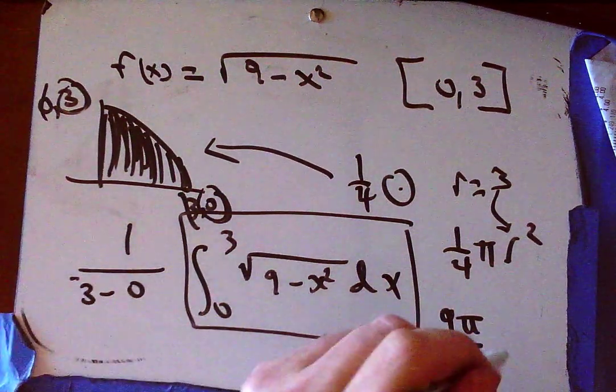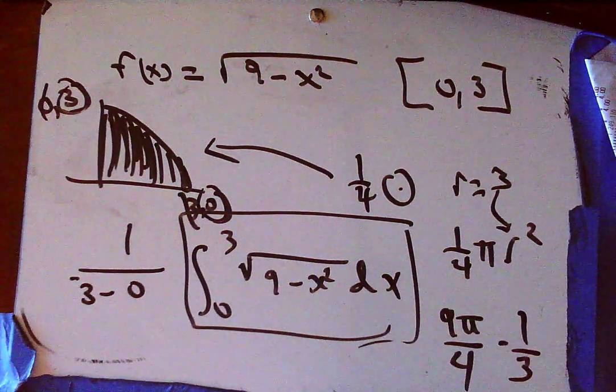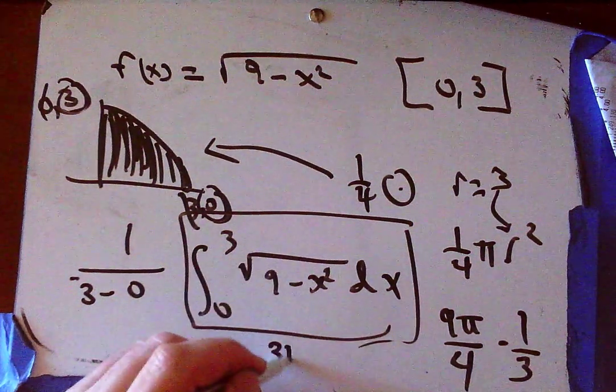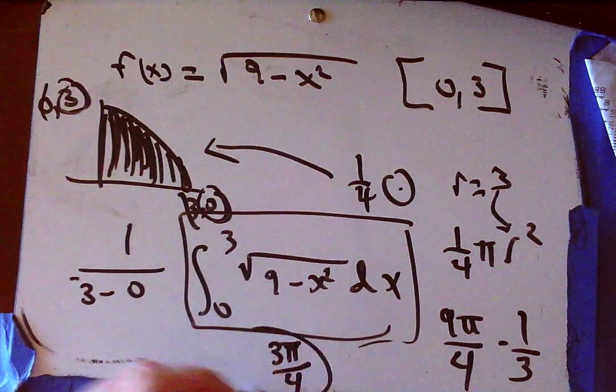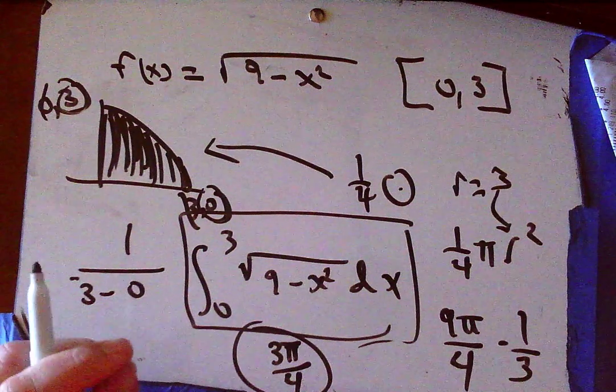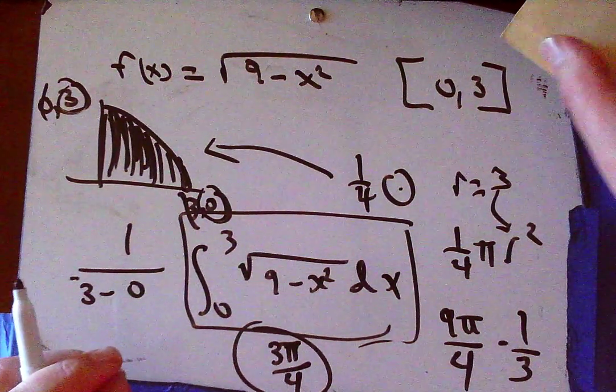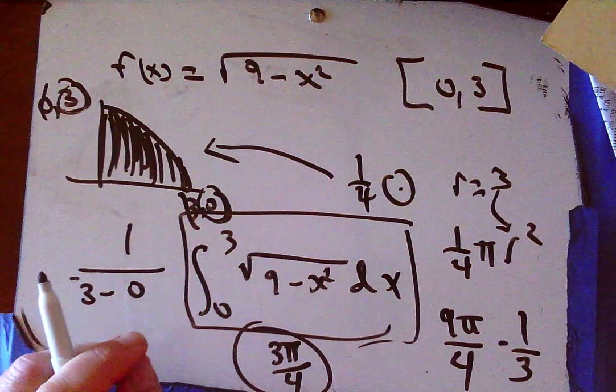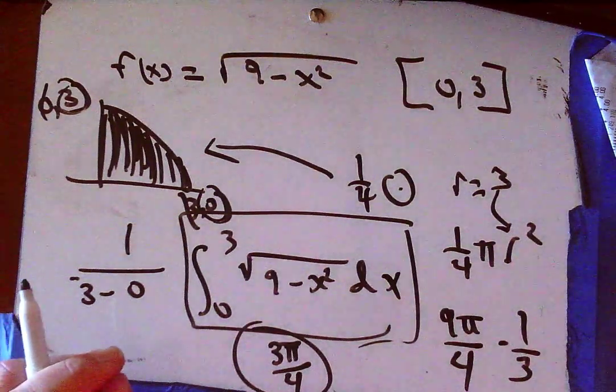Don't forget that times a 1/3. And so 3's will cancel. We have 3 pi over 4 as our answer here. All right, well, I hope those were helpful for you. Here, 3 pi over 4.